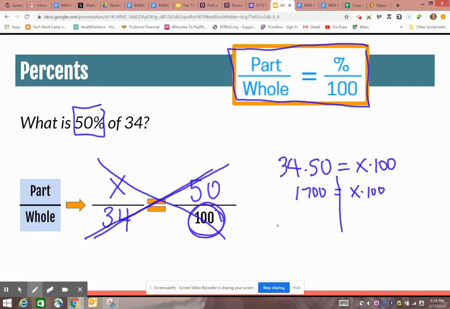Well, now you can see why we've been doing that. Divide by 100, divide by 100. My 100 divided by 100 cancels. So I have x equals 1700 divided by 100, which is 17. So now as I look at this problem, let's just make sure it makes sense. 17 over 34, 50 over 100. It makes perfect sense that, yes, they are exactly the same.